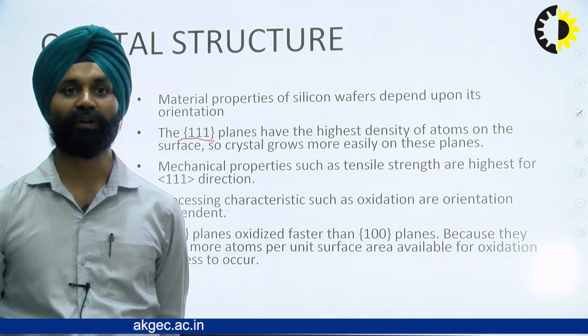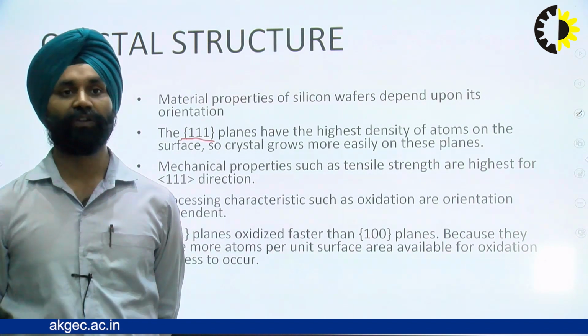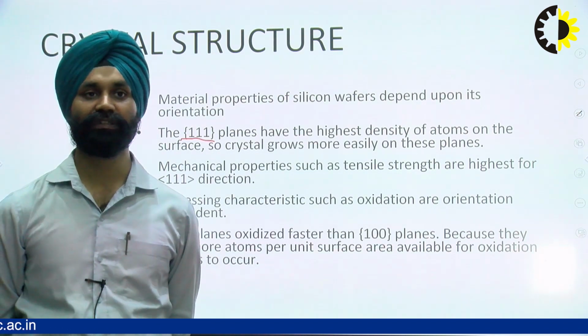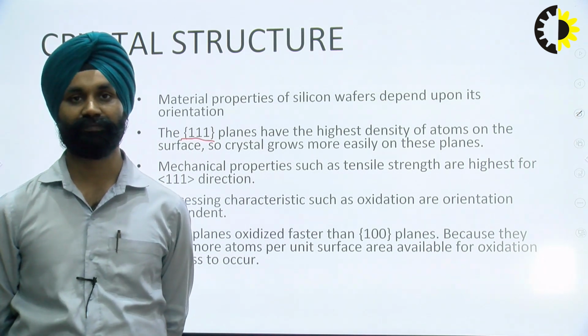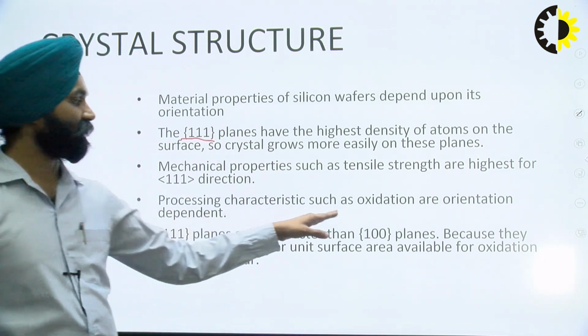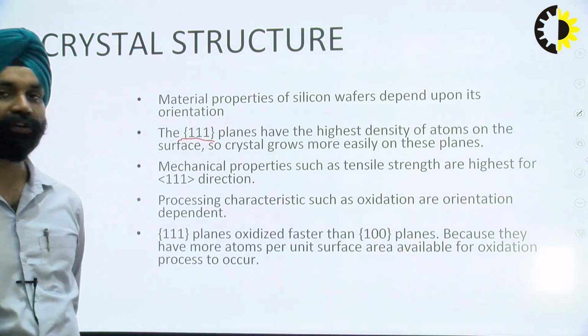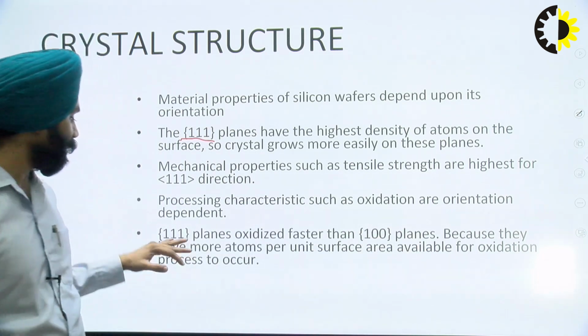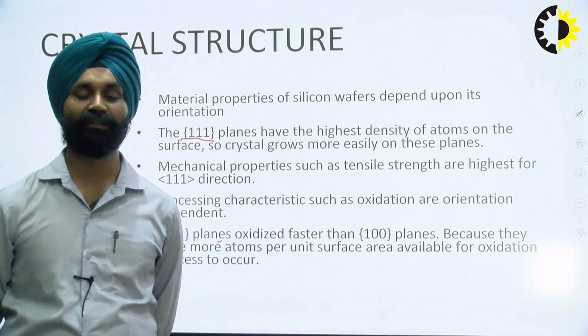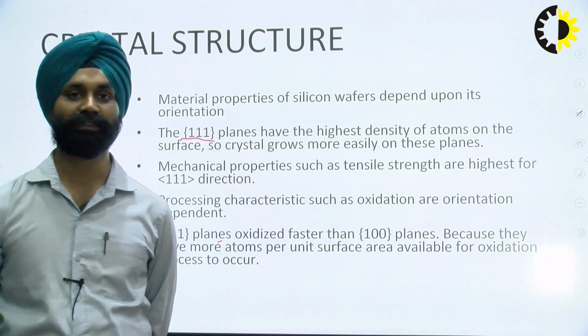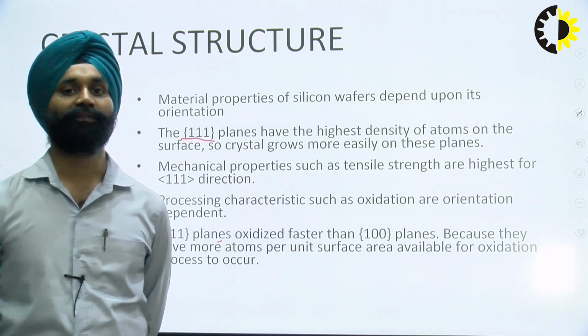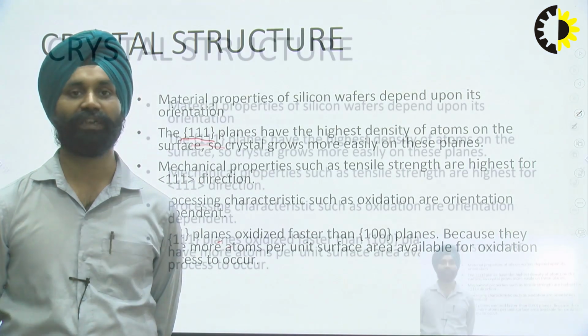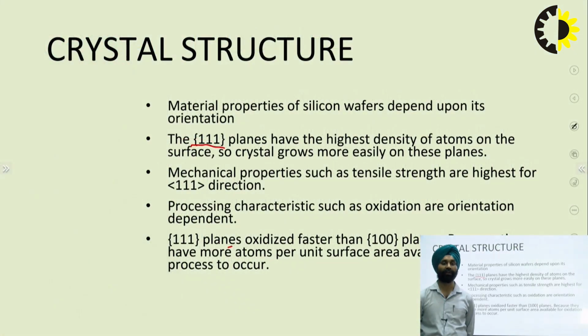However, as the number of atoms is more at the surface, more oxidation atoms can be attracted toward the surface. So processing characteristics such as oxidation are orientation dependent, and the 111 plane oxidizes faster as compared to other planes where we have fewer atoms. For example, 100 will oxidize slower as compared to 111, because it will have fewer atoms at the surface to interact with.